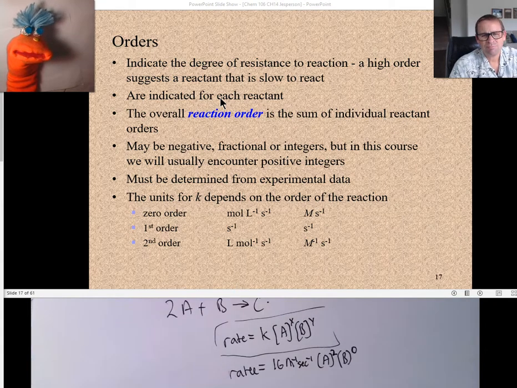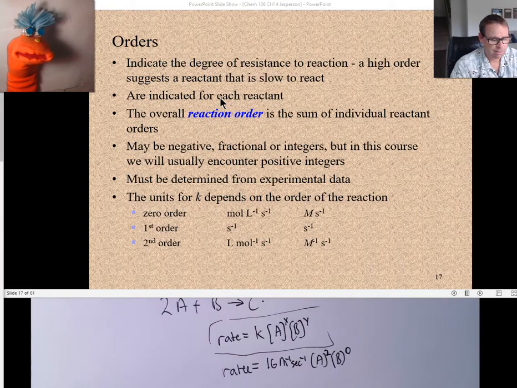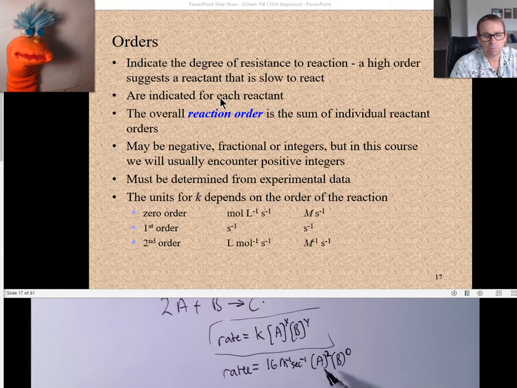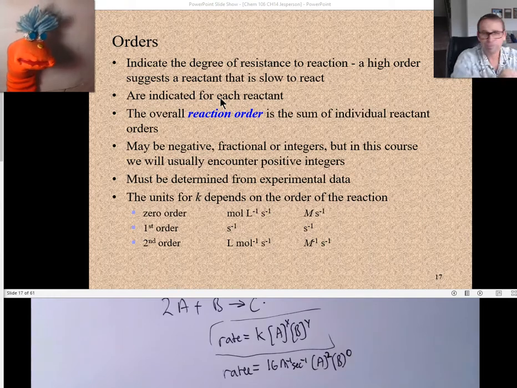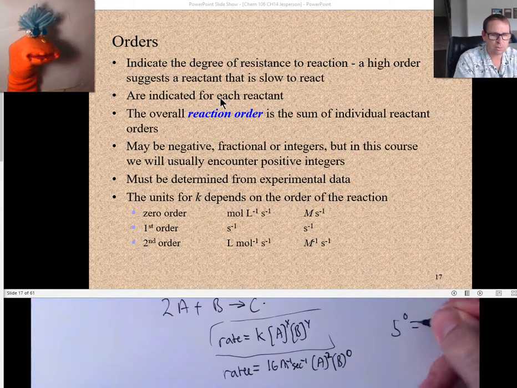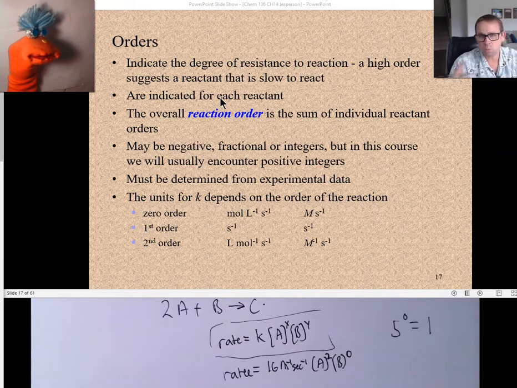Now, what does that mean? Well, it just means that you can see the rate is dependent on these concentrations. If it's second order, the concentration of this will change the rate of this law twice as much. If it's 0 order, you change the concentration of B. Do you remember what happens if you take a value and raise it to 0? If I say 5 to the 0, that equals what? 5 to anything to the 0 always equals 1.